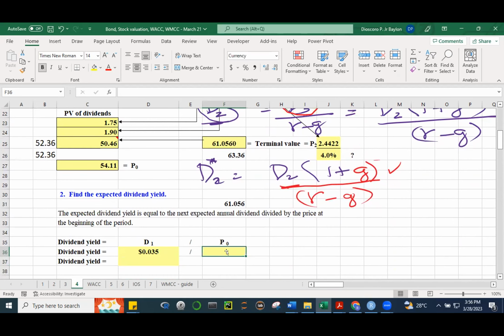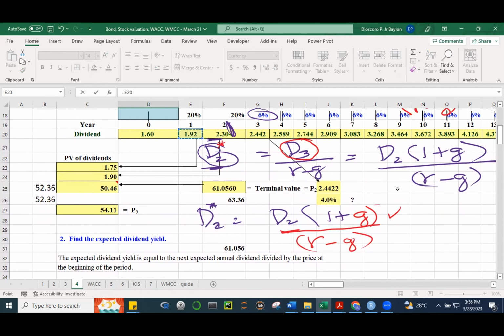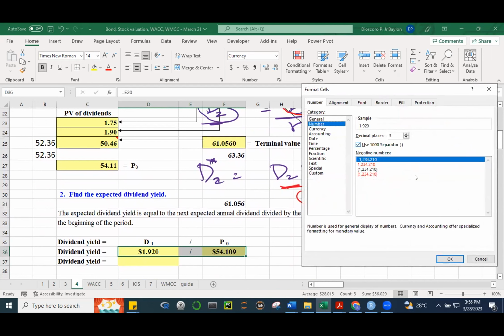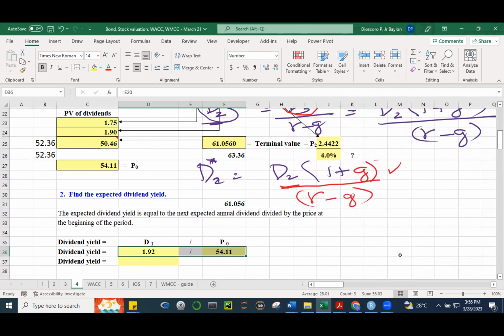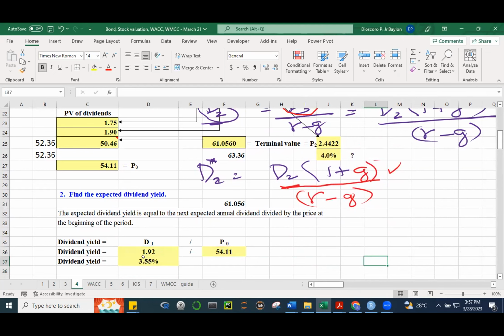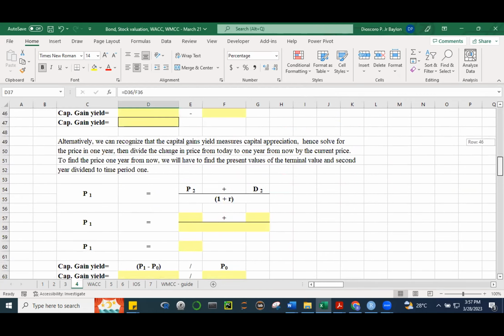Sorry. So the price is 54.11. Okay, this one is the dividend in year 1, 1.92. Format in dollars, sorry. Control 1, numbers, 2 decimal places. So this is the dividend at year 1. This is the price at year 0. The dividend yield is this: dividend at 1 divided by the price at 0. So it's 3.55%. Okay? So kindly answer this one.